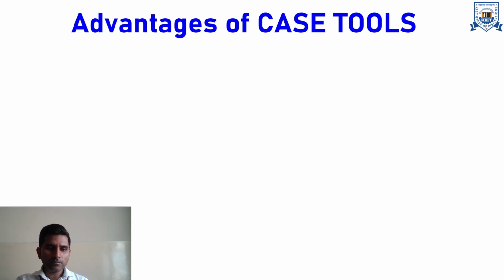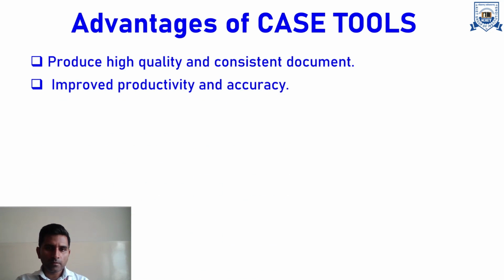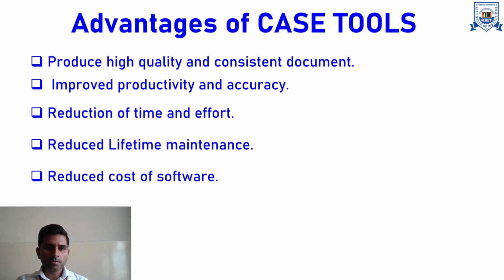Now, what are the advantages of CASE tools? First major advantage of CASE tools is that it produces high quality and consistent documents. Why are we saying this? Because if you are using automated tools for a variety of phases, definitely the software that you deliver will be of high quality and with consistent documents. Because if you are performing manual tasks, then there may be chances of human error. It improves productivity and accuracy. Reduction of time and effort is there. Reduces lifetime maintenance. Reduces cost of software. So these are the significant advantages of CASE tools.